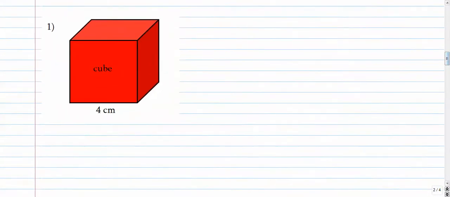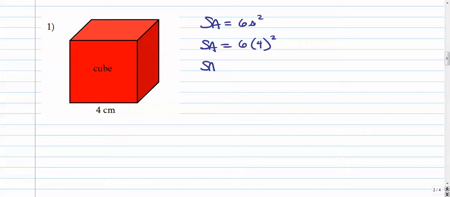Number one, we're talking surface area of this cube, 6s squared. Surface area is 6 times 4 squared. 6 times 16, that would be 96 square centimeters. And that's it. Pretty simple stuff for the cube.